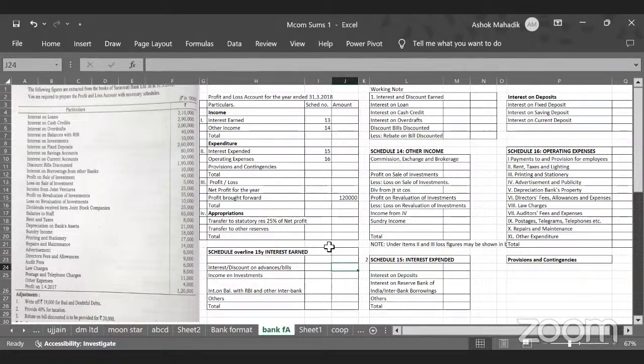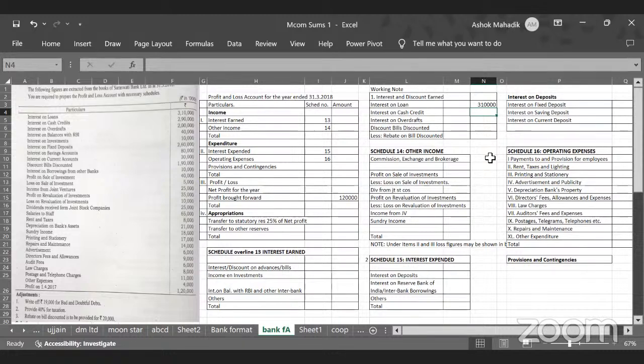Let me correct the spelling here. So we'll start with the first item, interest on loans. Interest on loans means I'm charging interest to my customers to whom I have given the loan. So it will come in schedule number 13, but there are many interest items. So instead of extending the interest items in that schedule itself, I have made a separate working note. That will be helpful to us. So what is the amount of interest on loans? 3,10,000. I'm going very slow as you requested.